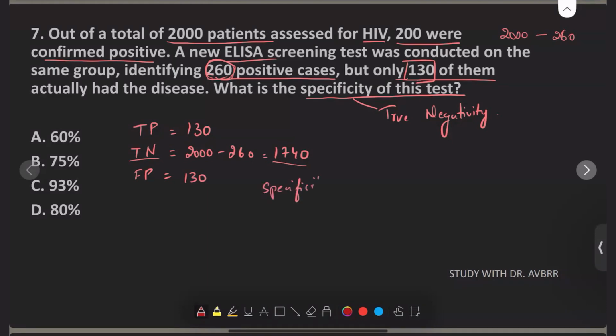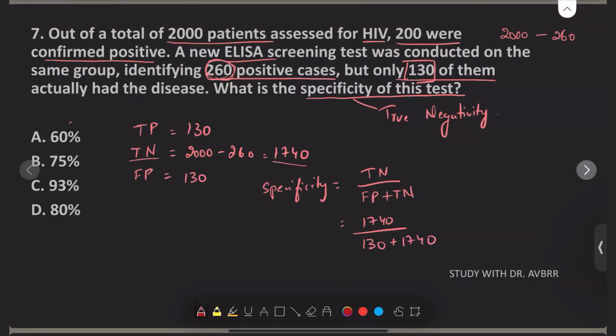The formula for specificity is true negative divided by false positive plus true negative. So we are only concentrating on the negative. Okay, true negative value is 1,740, divided by false positive, which is 130, plus 1,740.